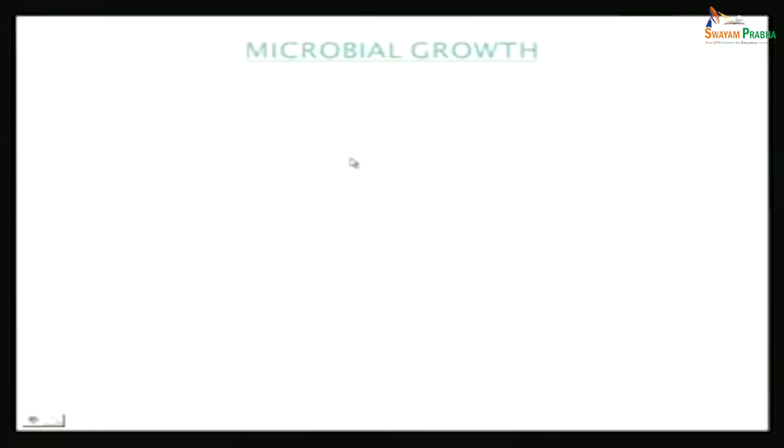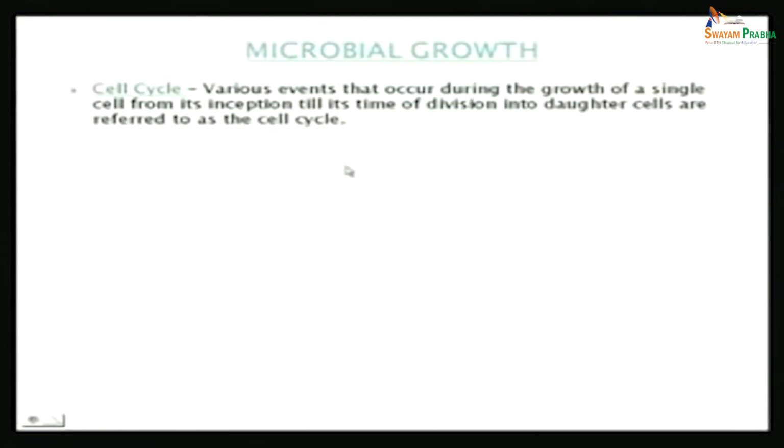Now, what is microbial growth or cell growth in general? There's something called the cell cycle, and cell cycle is essentially the various events that occur during the growth of a single cell from its inception till its time of division into daughter cells, and that whole thing is referred to as the cell cycle. So from the point where a single cell inception occurs to the time when it divides into daughter cells, that is known as one cell cycle. And there are several parts of the cell cycle, and let's try and understand what these different parts are. So the first part is known as M phase.